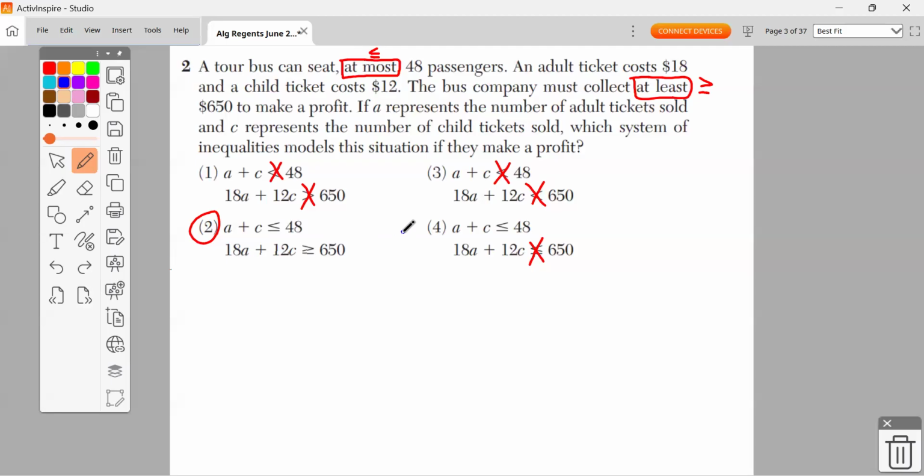If A represents adult and C represents child, which system can model this equation? So let's take a look at the number of tickets first. Adult plus children has to be less than or equal to 48. This one is wrong because it just says less than. This one is wrong because it just says less than. You can have equal to 48 when it says at most. So 1 and 3 are out of the question. Now, the difference between choices 2 and 4 is the inequality symbol. At least, we want the money taken in from the adult tickets plus the children's tickets to be greater than or equal to 650, because 650 is the lowest that it can be. So therefore, it has to be choice 2.